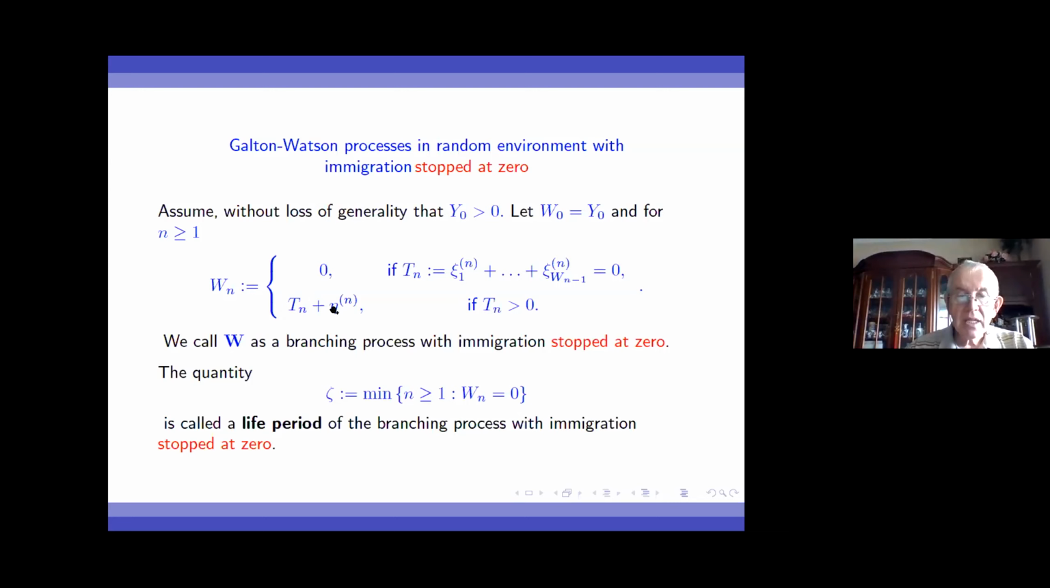Otherwise, we allow for immigration, and we add to this process individuals which are immigrants. And so we continue this process, and we stop it when this event happens. So this is the branching process with immigration stopped at 0, and the quantity zeta is called the life period of the branching process with immigration stopped at 0.